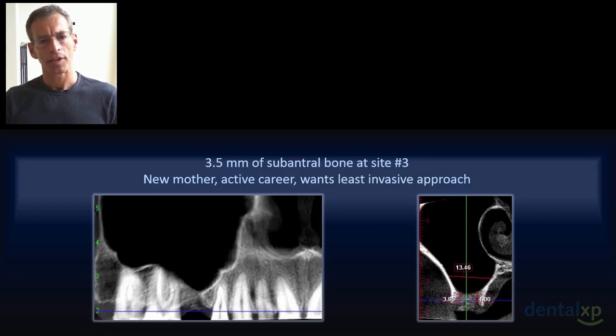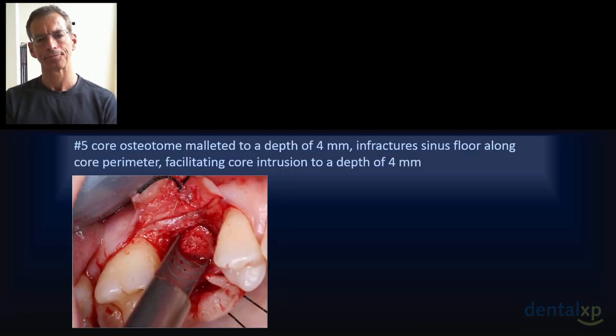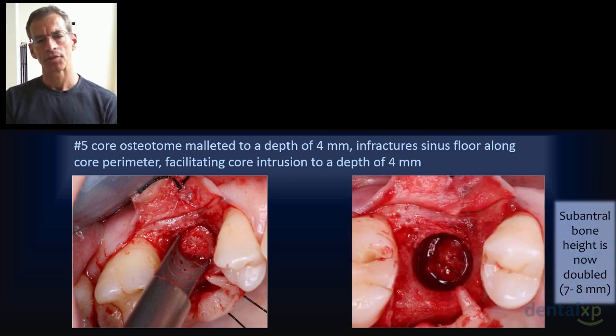Case example, here's a new mother. She has an active career and she wants the least invasive approach. She has 3 to 3.5 millimeters of subantral bone at site number 3. A 5 millimeter diameter core is prepped to a depth of 3 millimeters. The number 5 core osteotome is mounted to a depth of 4 millimeters. This infractures the sinus floor along the core perimeter, facilitating core intrusion to a depth of 4 millimeters. So basically, at this point, I have doubled the subantral bone.